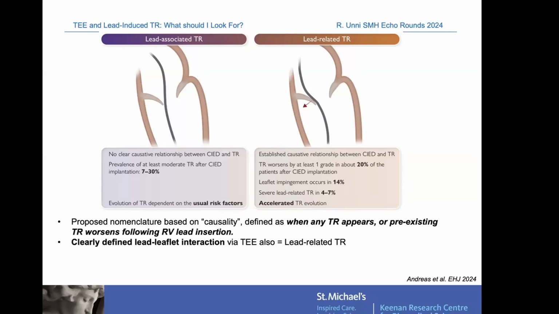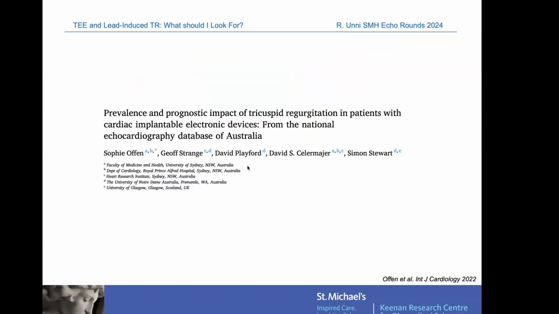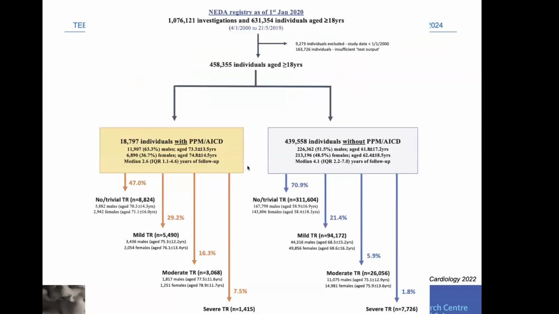I'll be honest, I'm not a fan of this nomenclature. I think associated and lead, or associated and related sound too similar. I think it should have been called lead-induced TR versus lead-associated TR. But anyways, that's just my personal annoyance with this. And so the data shows that when you have a lead that directly causes TR, that really accelerates the evolution more so than the natural history of non-lead related TR. CIED-related TR is this umbrella term that you'll also see in the literature being used to describe all sorts of lead-related TR. This is that paper from Australia, just again, to show you the prevalence.